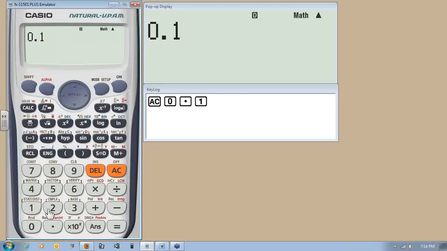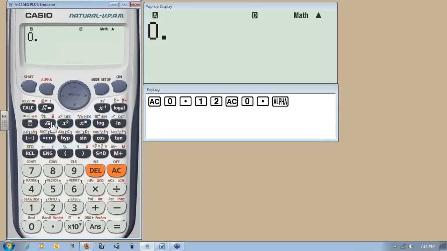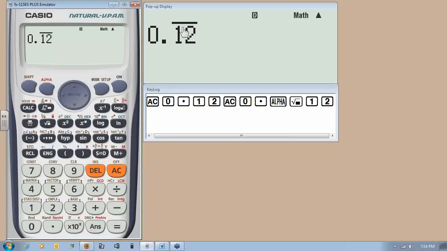We'll go like 1, 2. Well, let me put in my template. 0 point template, alpha square root. Now you see the template fills in the bar over the top here. I'm going to type in 1 and 2. Notice that the bar starts to expand.